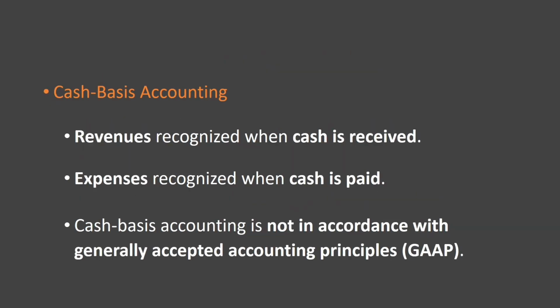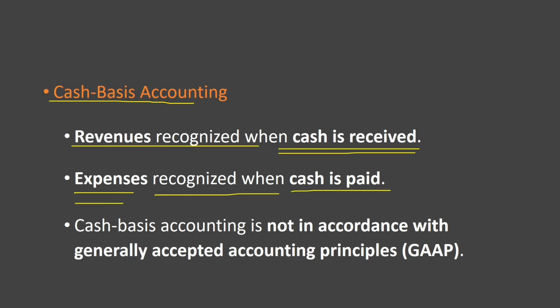Now, what is cash basis accounting? Revenues are recognized when the cash is received. We have performed the services, and when we receive the cash, then we will record that transaction. So we will record the revenue when we receive the cash. And similarly, expenses are recognized when cash is paid. When we pay the cash for the expenses which have occurred, then we will record those expenses.